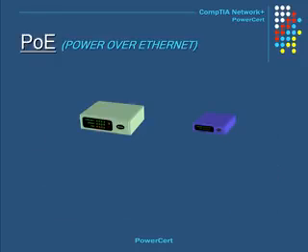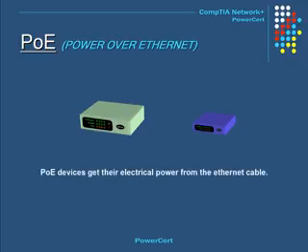Networking devices need electrical power to function, and that's why they have a separate electrical port for a power plug. But some networking devices don't have an electrical port. It's not that they don't need electrical power, it's just that they get their power and data from the same cable, which is the Ethernet cable. And this technology is known as PoE, which stands for Power over Ethernet.